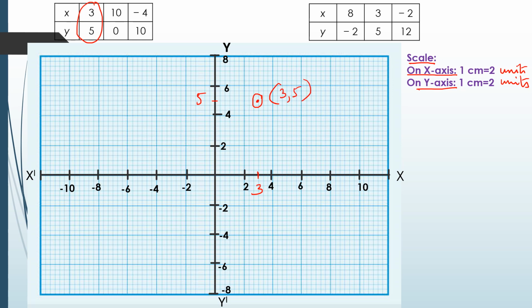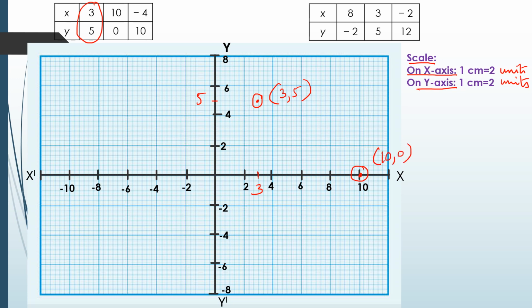Next we have 10, 0. So 10 on the x-axis and 0 on the y-axis. So y equal to 0 lies on the x-axis itself. So we can mark the point on 10 itself, which is 10, 0.